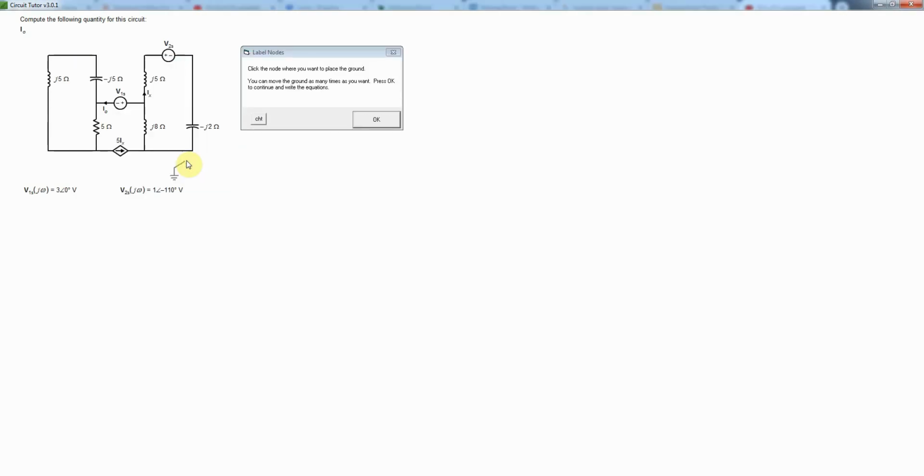So as always, the first step is to place our ground or reference node, and it's always a good idea to put that connected to a voltage source to minimize the number of supernodes we need to use. So I'm going to just place it here, since that also has a lot of connections. It has 3 connections as opposed to this one, which would only have 2.